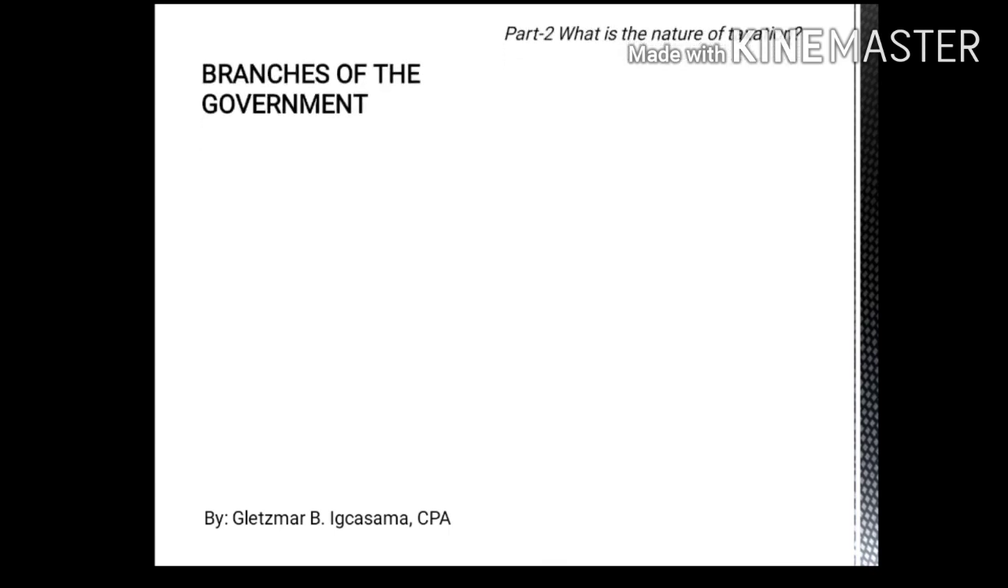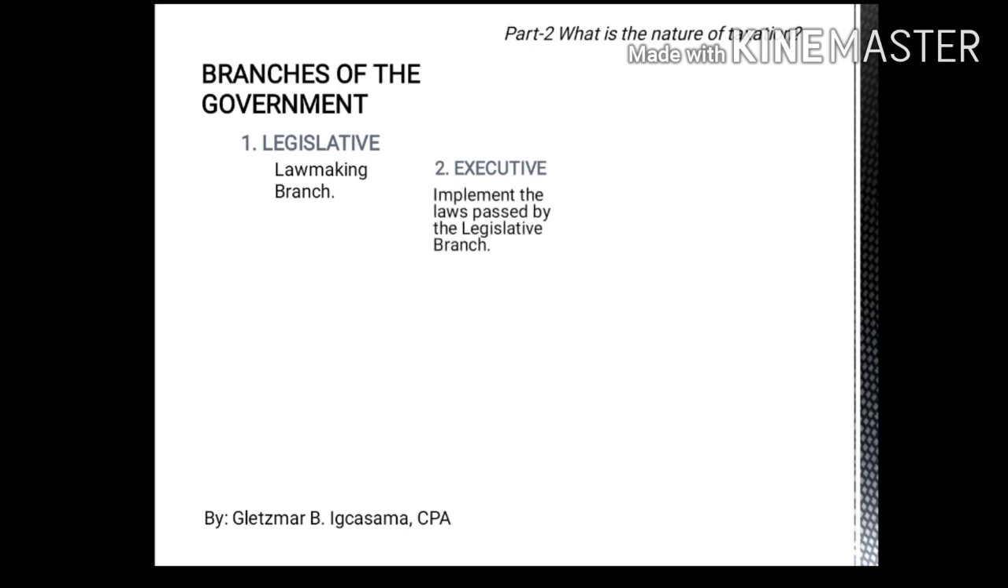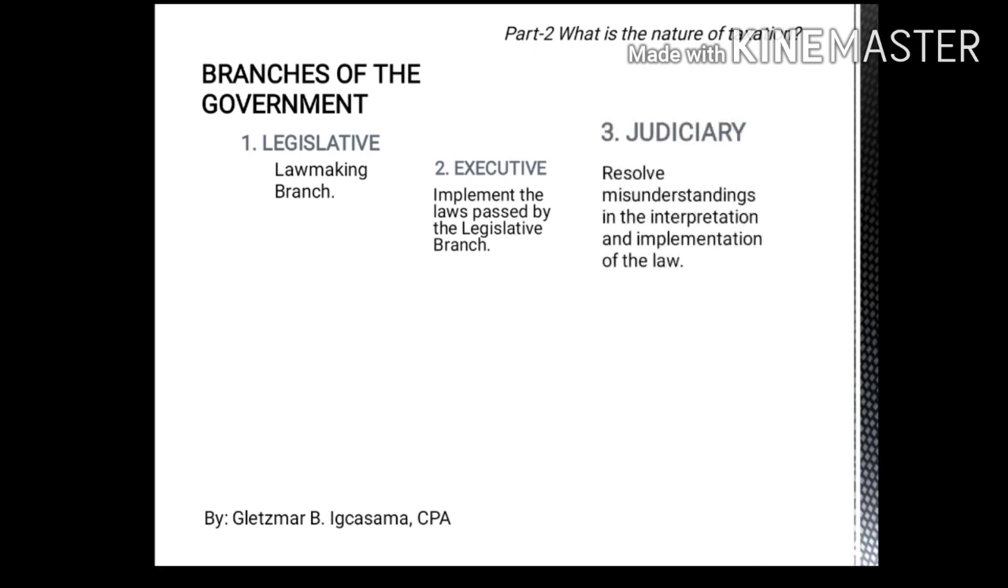So there are three branches of the government. We have the legislative branch, which is the lawmaking branch of the government. It is composed of the House of Representatives or the Congress, as well as the Senate or the upper house. Now, we have also the executive department. Its job is to implement the laws passed by the legislative branch. So, ang head sa executive is the President of the Philippines, and under him are the department secretaries, the commissioners and the bureaus, and the last branch is the judiciary, in which ang task ng judiciary or the courts is to resolve misunderstandings in the interpretation and implementation of the law.